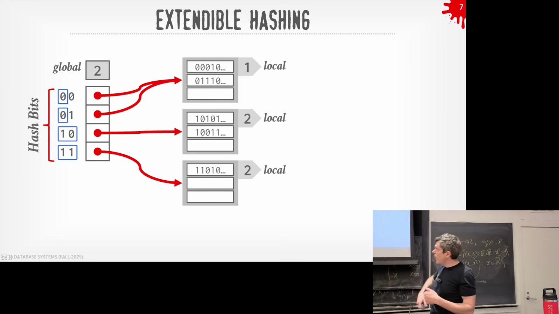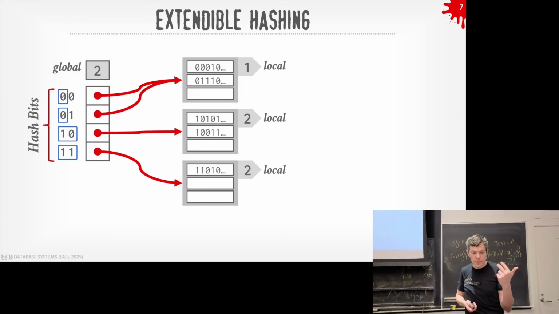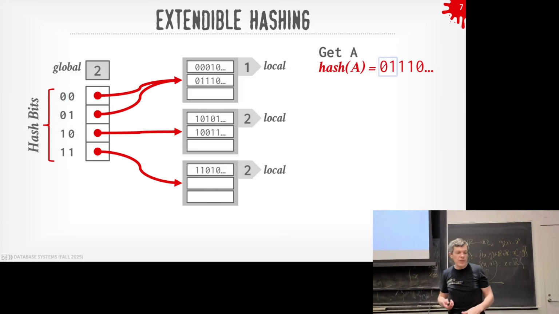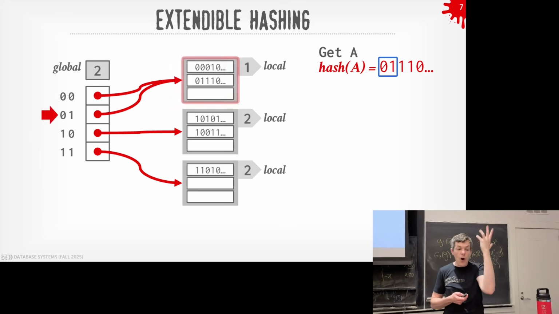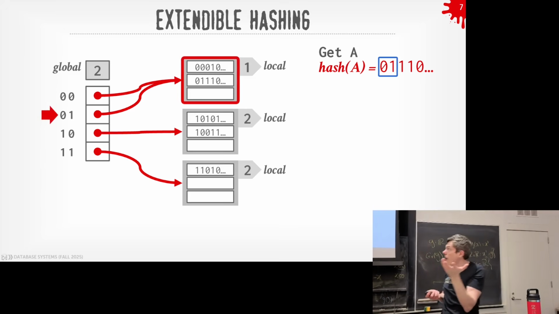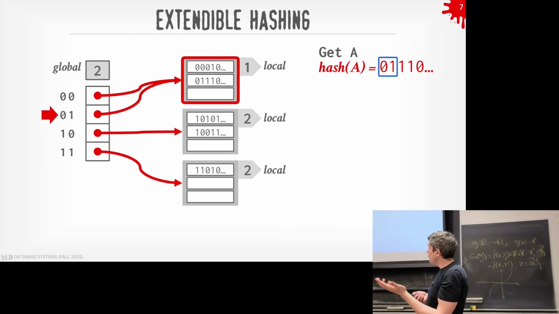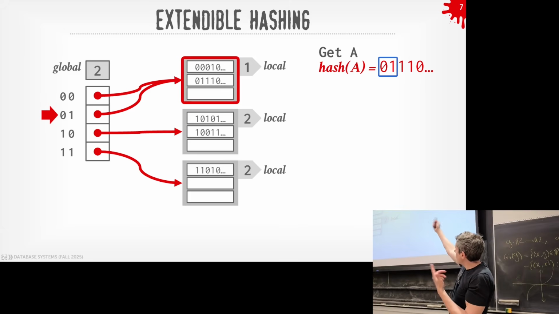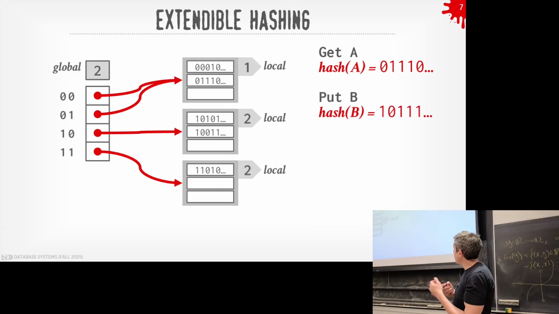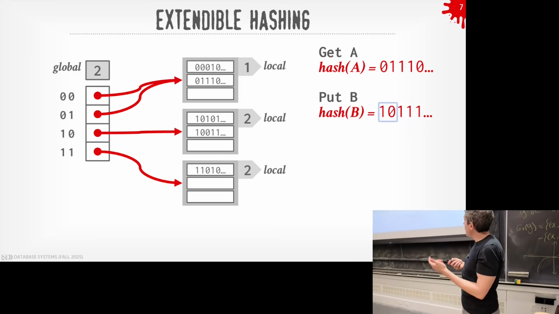And then these other 2 in the bottom are looking at 2 bits. All right. So then when we started doing things like a lookup, a hash on A, we would look at the global bit counter. It's set to 2. So we know we only need to look at 2 bits to figure out where in our bucket array we need to jump to, right? In this case, 01, we follow that, and we end up with this bucket here at the top, and we find our key. Same thing, now we do a put in B.